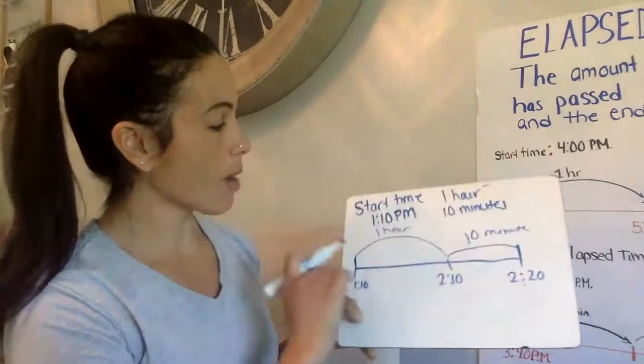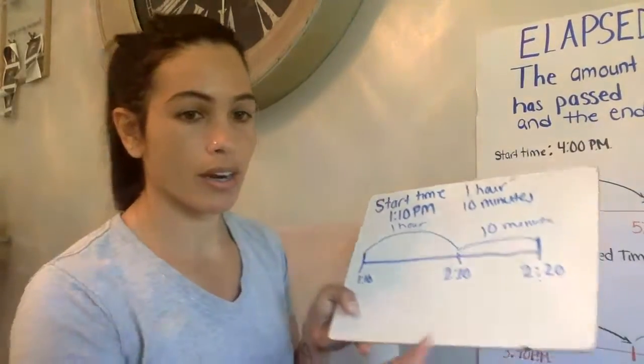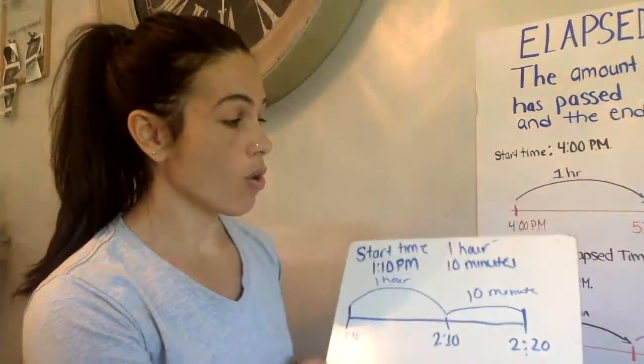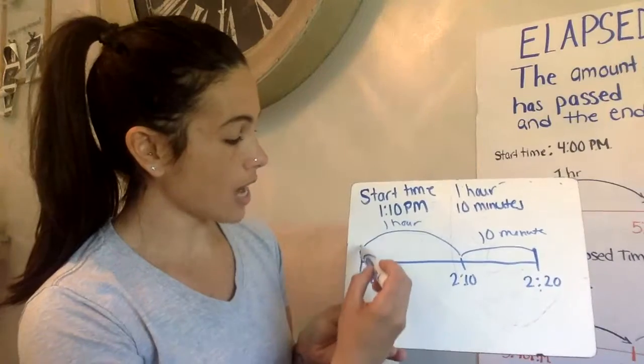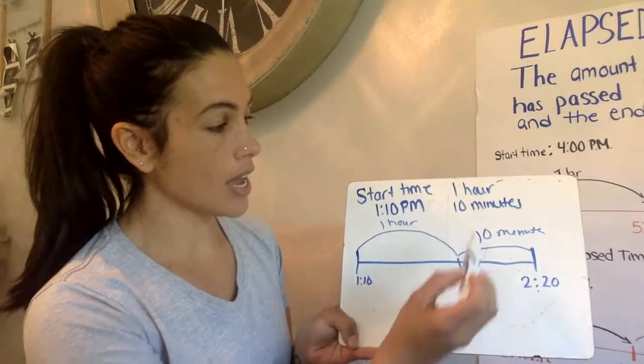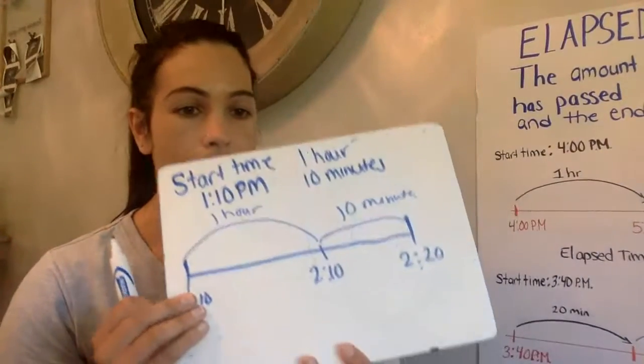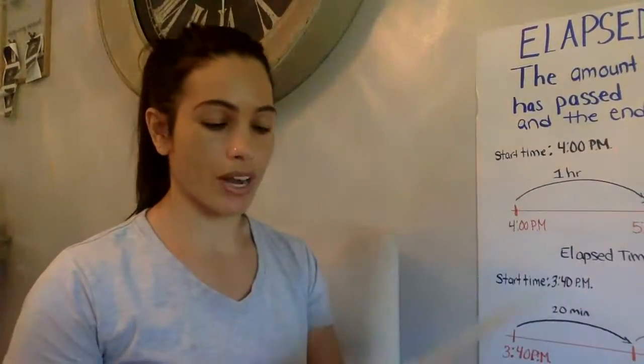So I'll repeat that problem again. My start time was 1:10. It took me 1 hour and 10 minutes to read. What was my end time? So I did an hour from 1:10. That was 2:10. And then 10 extra minutes, and it was 2:20. So I finished reading my book at 2:20.